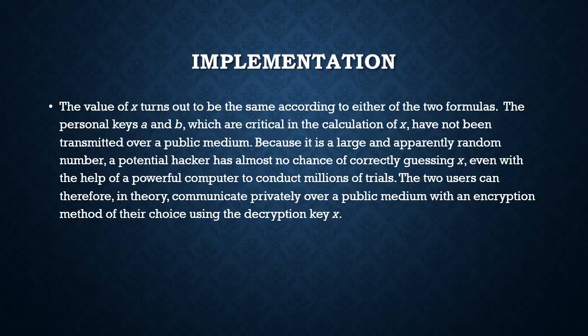The personal keys A and B, which are critical in the calculation of X, have not been transmitted over a public medium. Because it is a large and apparently random number, a potential hacker has almost no chance of correctly guessing X, even with the help of a powerful computer to conduct millions of tries. The two users can therefore, in theory, communicate privately over a public medium with an encryption method of their choice using the decryption key X.